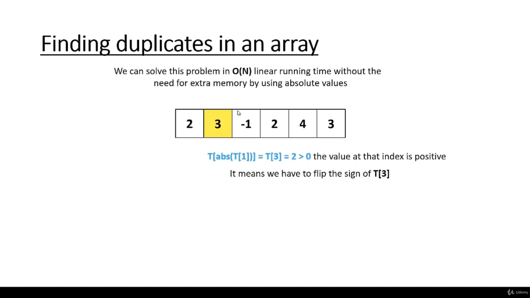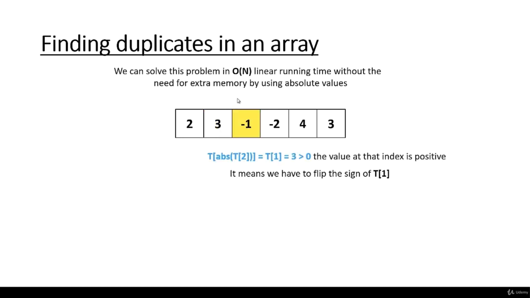Then in the next iteration, we have to consider the next item in the array. Again, we have to check whether this value is positive or negative. In this case, the i index is 1. T1 is 3, as you can see. So we have to check the item with index 3: 0, 1, 2, 3. It is 2, a positive number, which means that we have to flip the sign of the T with index 3. So 2 will be transformed into -2.